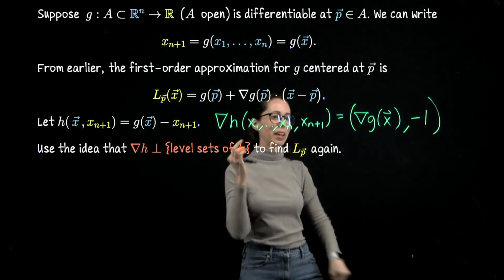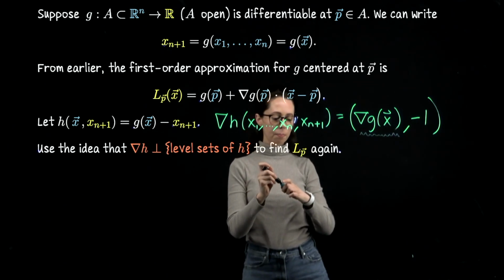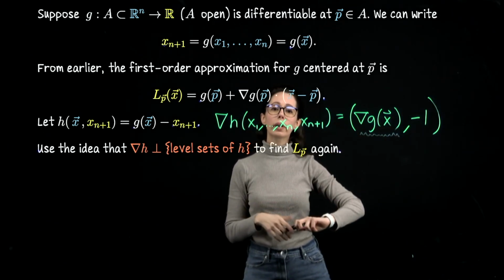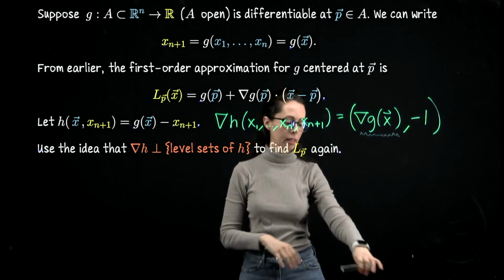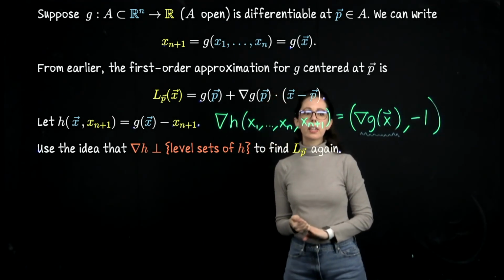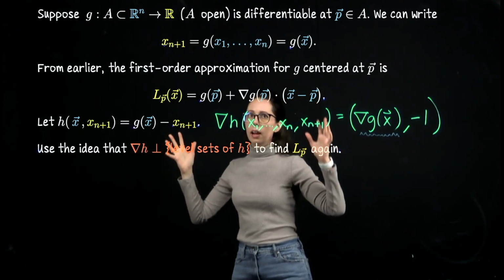Okay, so stick with my color coordinates. Perhaps I should have written this in blue. And this one is yellow. So this is n coordinates, and this is 1 coordinate to give us a total of n plus 1 coordinates in the gradient of h. Okay, that is the gradient of h in general.